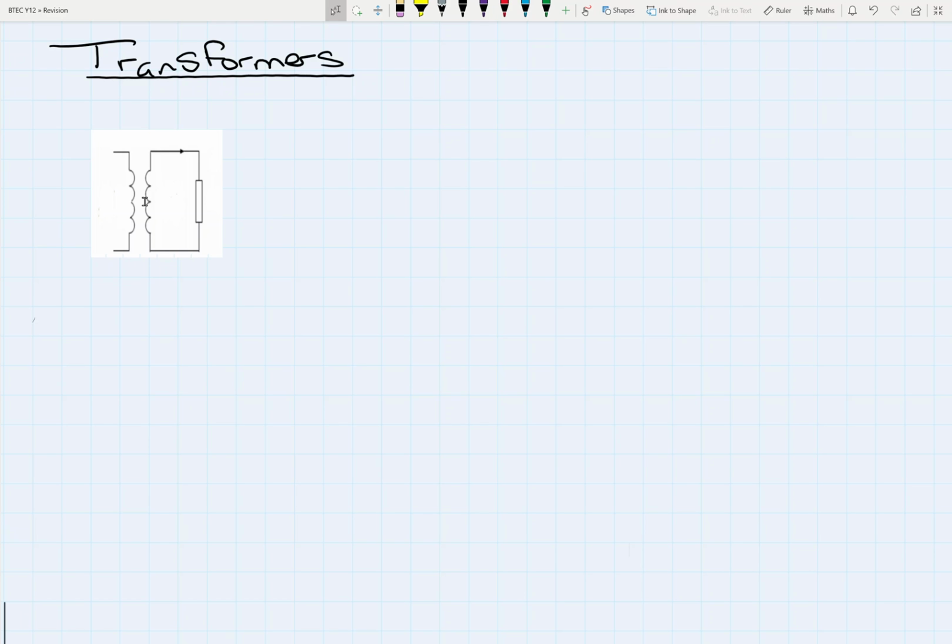But what we do is we then laminate it. Why do we laminate it? Because we want to reduce what's called eddy currents. So there's a couple of little bits and pieces like that that you might want to consider. But for the most part, we're going to be looking at step up and step down voltage. Okay, let's get cracking on with this then.